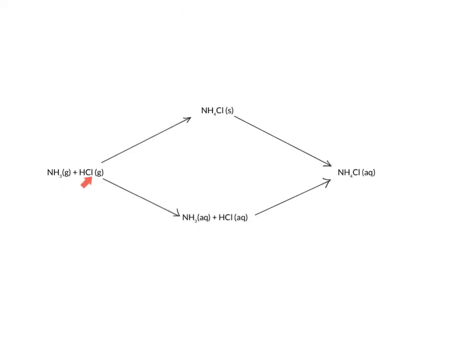Ammonia gas and hydrogen chloride gas can be converted into ammonium chloride solution by forming the ammonium chloride and then dissolving the ammonium chloride solid into water, and the overall enthalpy change is about minus 159.8 kJ per mole. On the other hand, we may dissolve the ammonia gas and hydrogen chloride gas into the aqueous solution first, followed by the neutralization reaction.